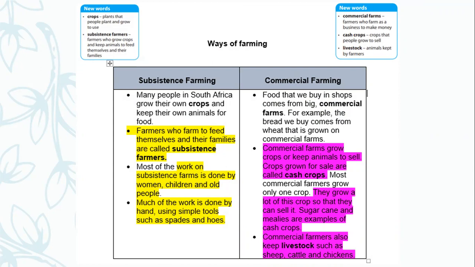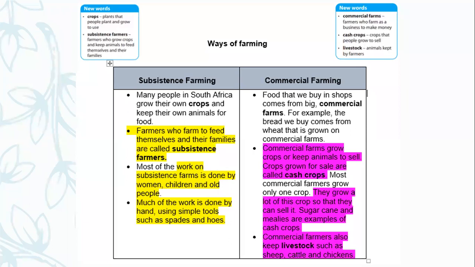Now, after the video that you have just seen, we saw that there are two types of farming that we are going to learn about: subsistence farming as well as commercial farming. Now, boys and girls, once you have cut and pasted these notes in your workbook, please make sure that you have a highlighter ready. We are going to go over these notes and highlight the important parts from these notes. All right, boys and girls. Now, on our table, we have subsistence farming on our left-hand side, and we are going to start reading from there.